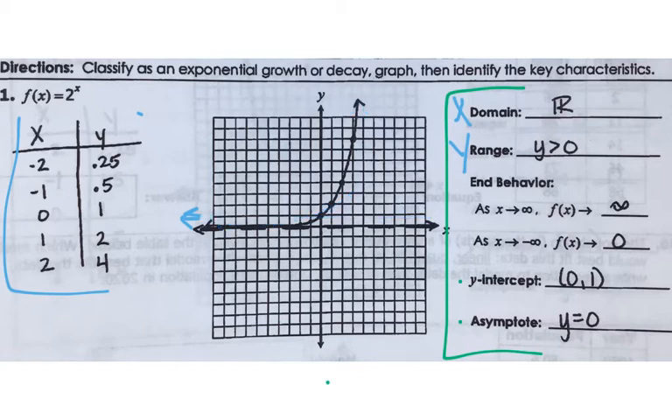Now, our range, look at our range, that's y values. It does not hit 0, right? But our graph is above 0, so our range is y is greater than 0.